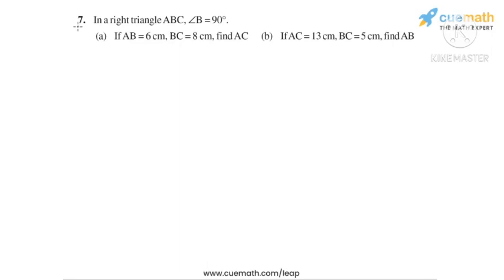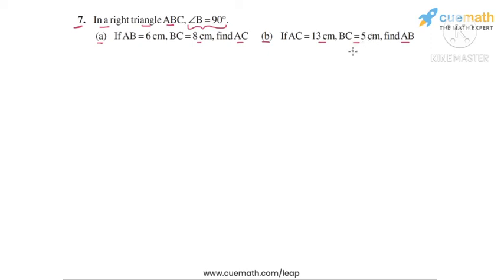The problem statement in question 7 says, in a right triangle ABC, angle B is equal to 90 degrees. So the angle at vertex B is 90 degrees. The first part says, if AB is 6 centimeters and BC is 8 centimeters, find AC. And the second part says, if AC is 13 centimeters and BC is 5 centimeters, find AB.